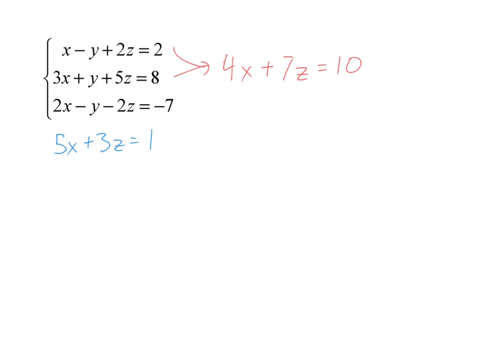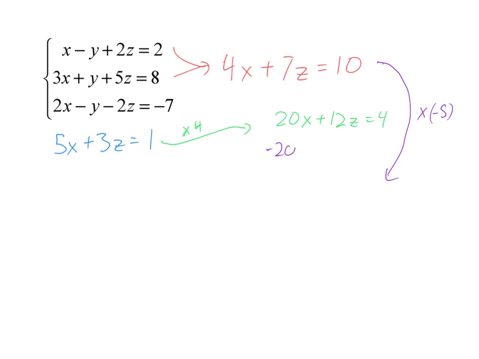Now, if you notice, now I have two equations and two unknowns, so I can actually deal with these separately. So what I'm going to do is I'm going to multiply, well, let's get rid of x. So I'm going to multiply this by negative 4. Actually, let's multiply it by 4. And if I multiply it by 4, I end up getting 20x plus 12z equals 4. And then I'm going to multiply this by a negative 5. That way it can be opposite.